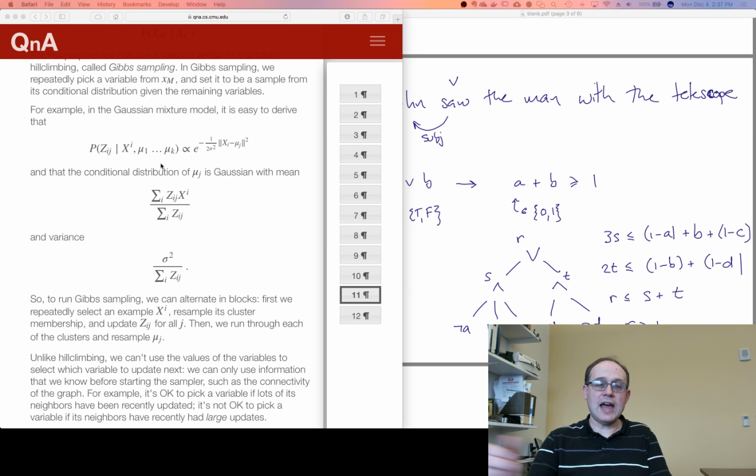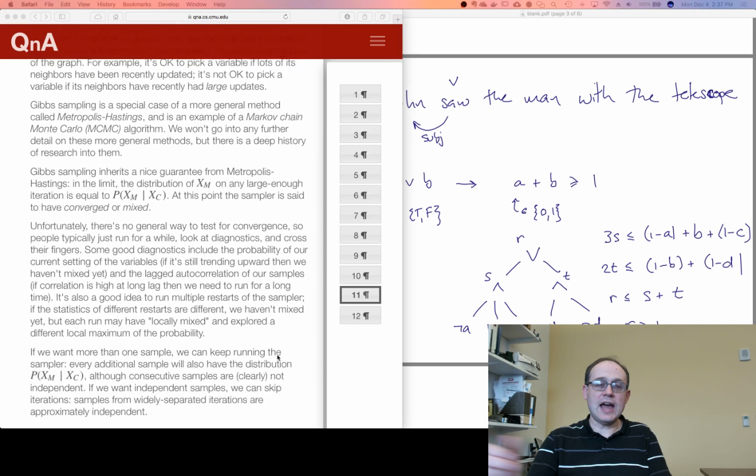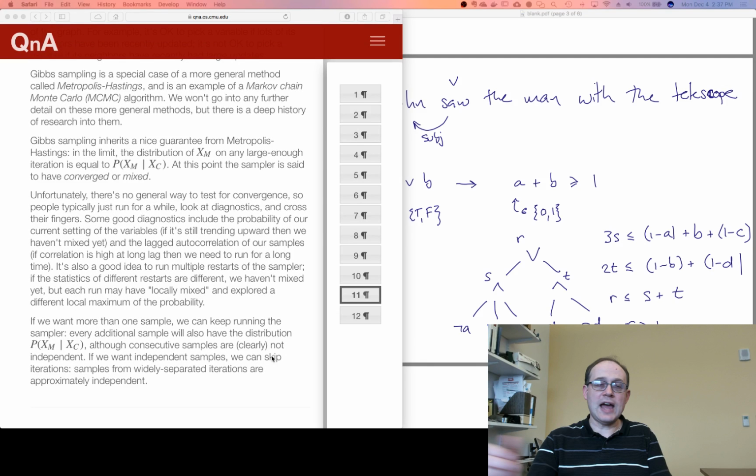All right, so that's Gibbs sampling. Gibbs sampling is a special case of a more general method called Metropolis-Hastings, and Metropolis-Hastings is a special case of a more general class of algorithms called Markov chain Monte Carlo. Again, you can take entire courses on all of these algorithms, and I recommend doing so. They're interesting to learn about. But I wanted to give at least one algorithm from this class in order to get a flavor of the sort of thing that we might use.